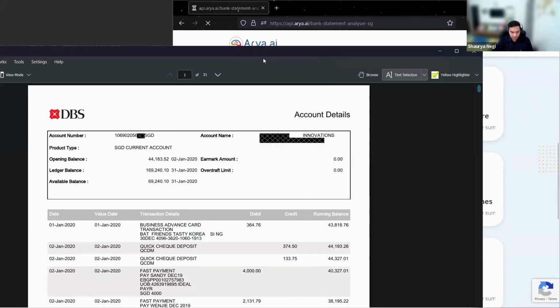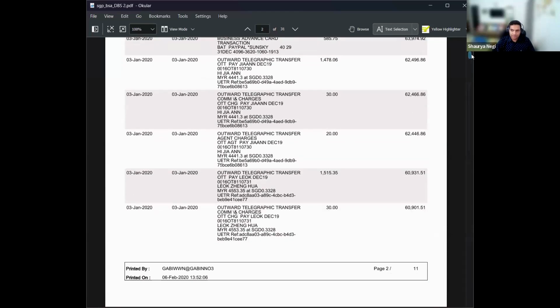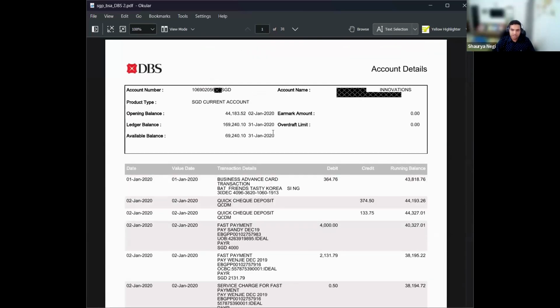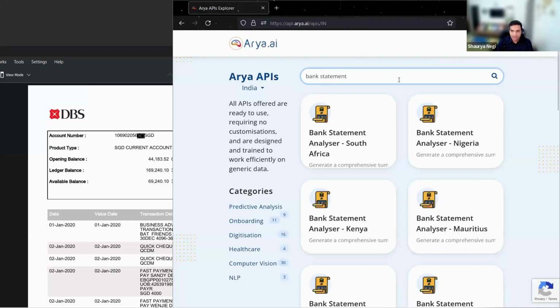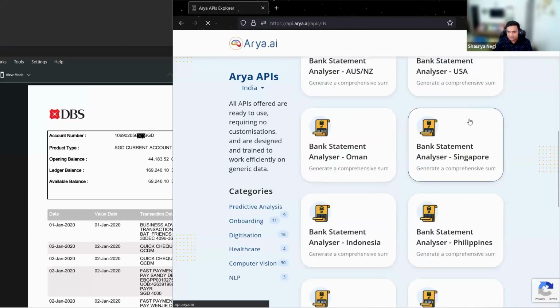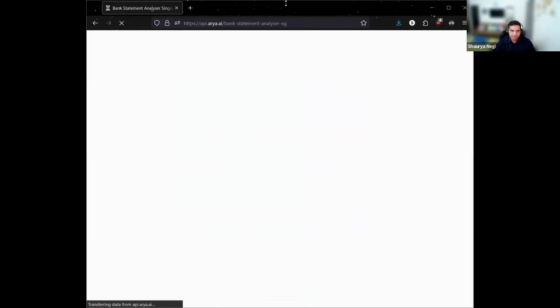In the meantime, I'd also like to show you the sample statement which we're talking about. This is a DBS bank statement, Singaporean statement, and this particular statement is of 1st January 2020, and this goes on till 31st March 2020. And this is a demonstration. This is just a sample statement for this particular webinar. I will go ahead and open the Singaporean Bank Statement Analyzer, and then go ahead and proceed and showcase how to use this particular API.